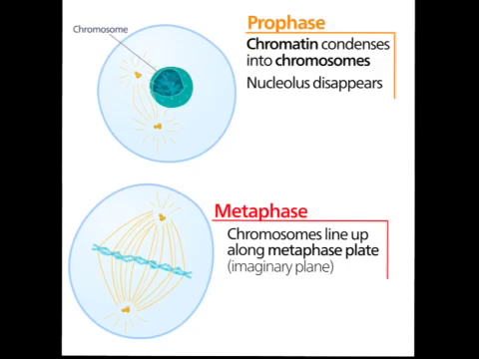In metaphase, the spindle fully develops and the chromosomes align at the center of the cell or along the metaphase plate.